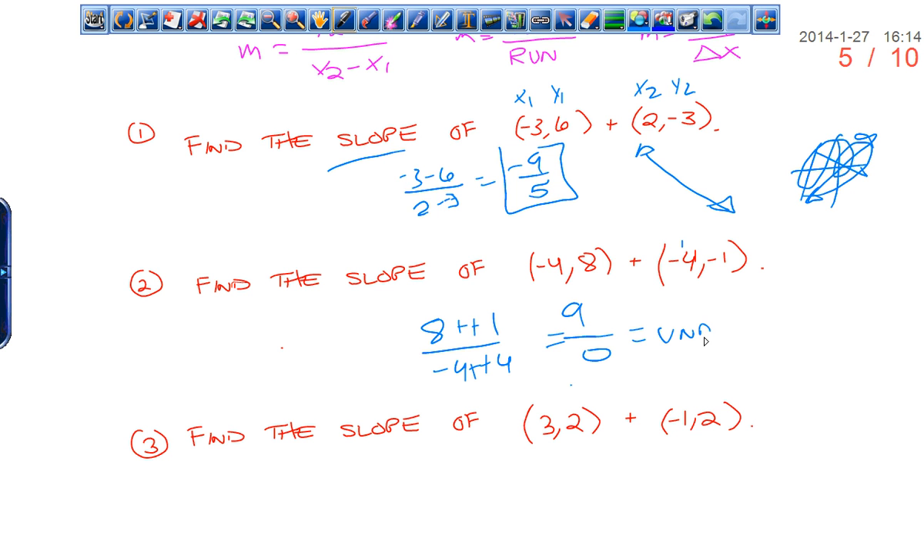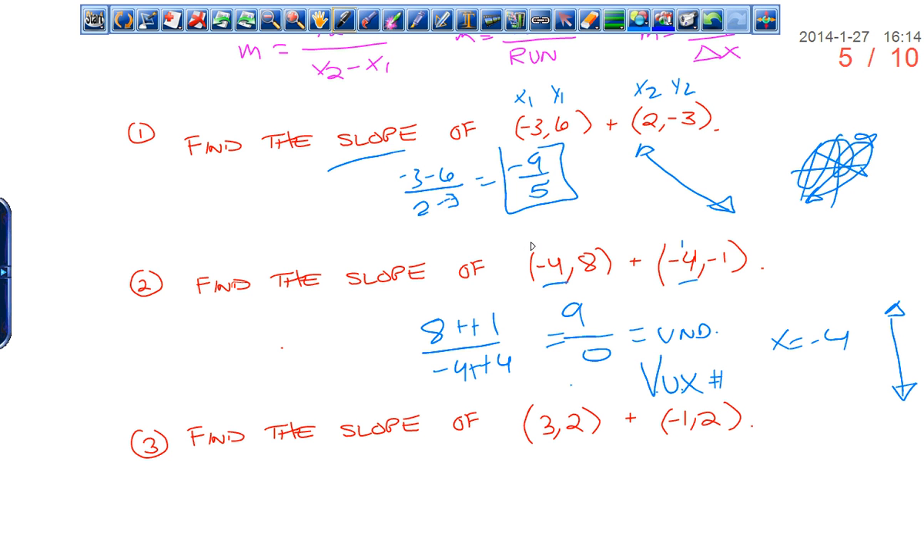Whoa, that means it's undefined. Undefined, is that vertical or horizontal? That is vertical. If you remember VUX, vertical, undefined, and this is x equals a number. Many of us say x equals the axis or something like that, but no, it's x equals a number, and that number happens to be, for this one, negative 4. So x equals negative 4, it's up and down like that.